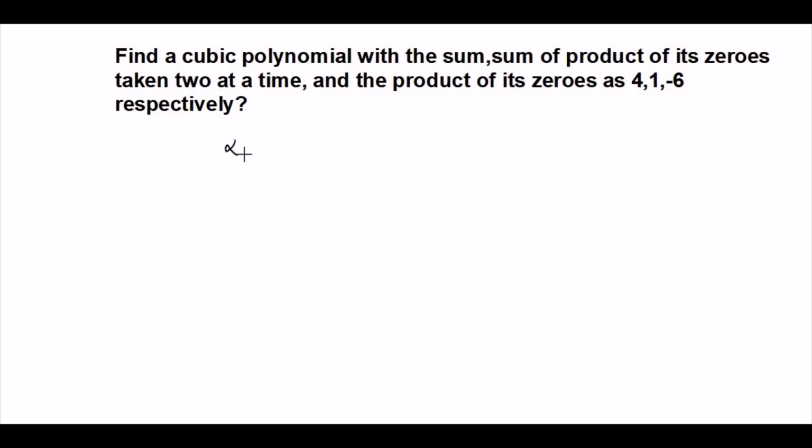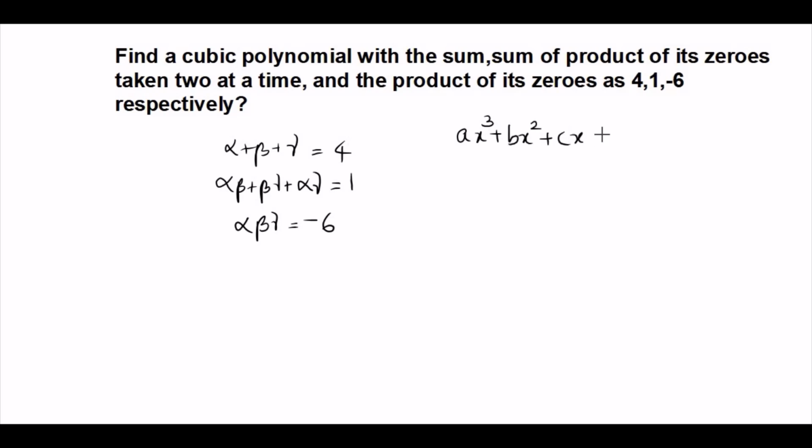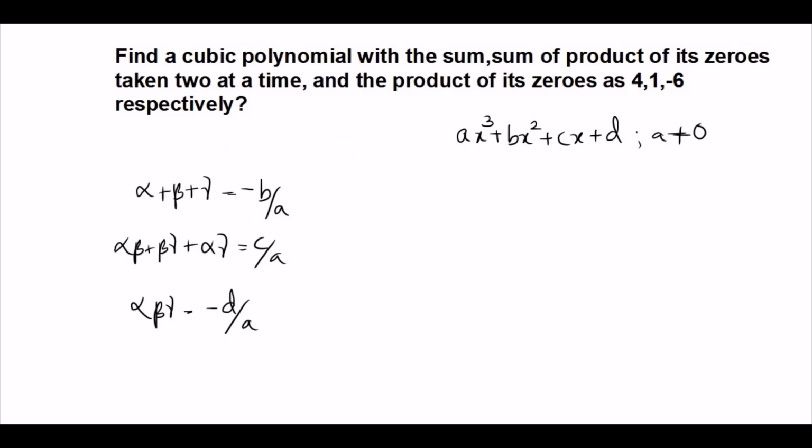That is, alpha plus beta plus gamma is given as 4. Alpha beta plus beta gamma plus alpha gamma is given as 1. And alpha beta gamma, that is the product of the zeros, is given as minus 6. So you have to frame the cubic polynomial. So you know the cubic polynomial is of the form ax cube plus bx square plus cx plus d, where a not equal to 0.